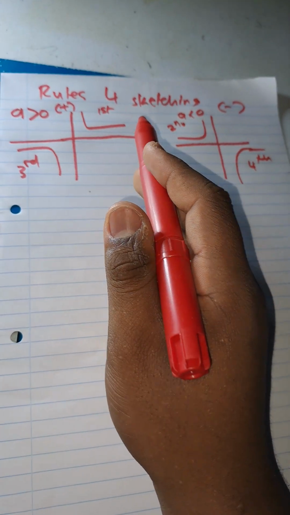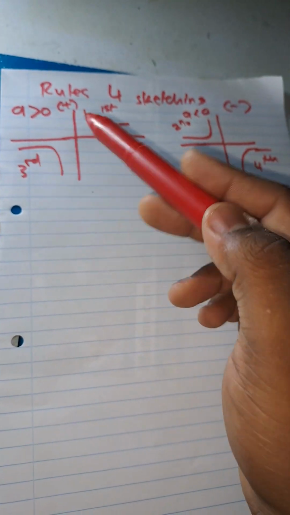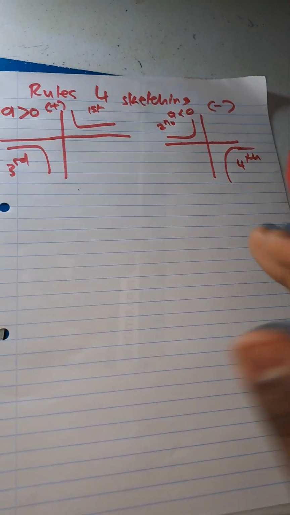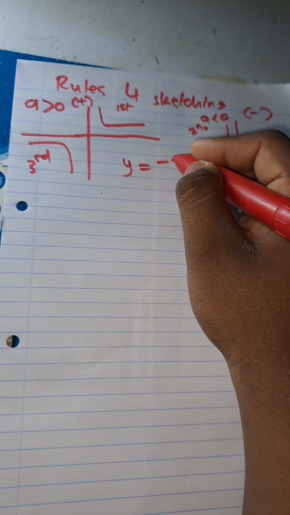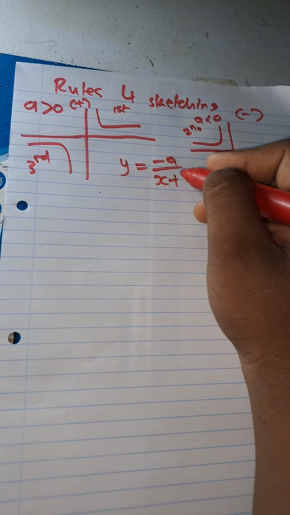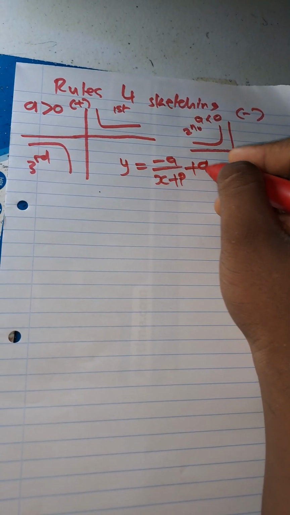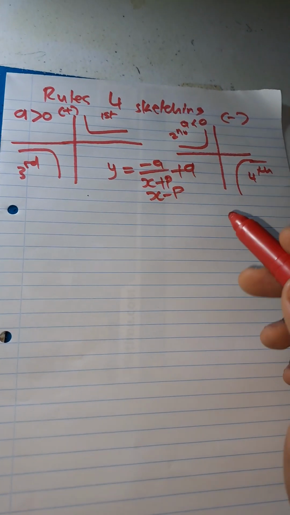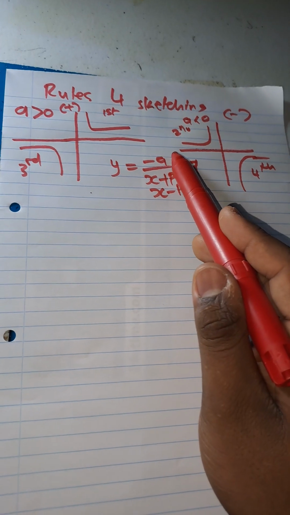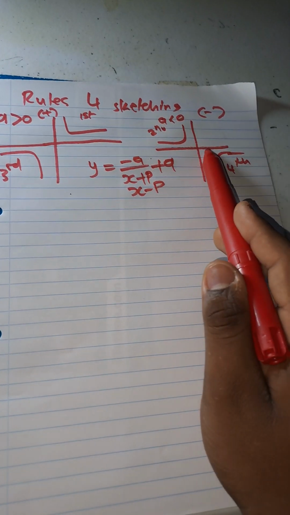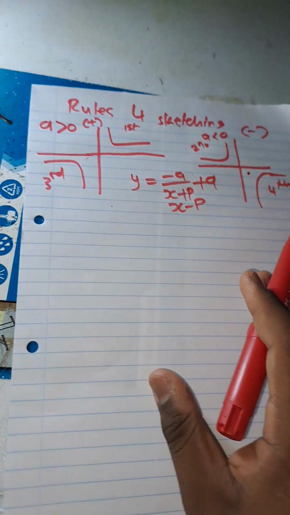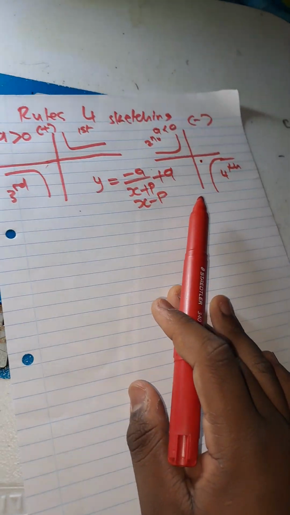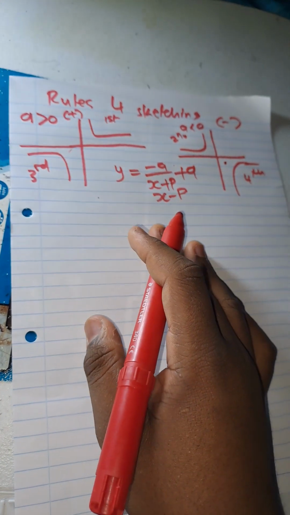So if you see your graph maybe in the question like this, know that it is positive. But if they say sketch your graph, and in the equation they say y is equal to negative a over x plus p, and then plus q, or x minus p, whatever, it means your graph will be negative. But if you find yourself drawing this one, then maybe there's something wrong. Okay, so the dotted lines are the asymptotes.